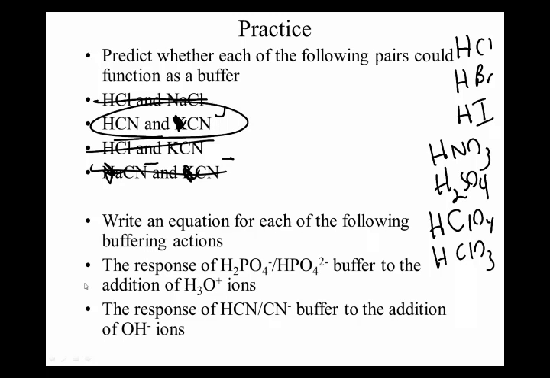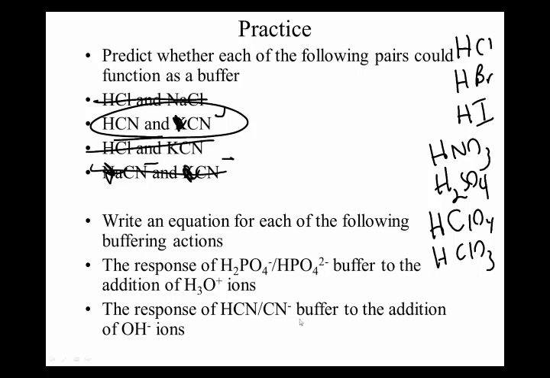Okay, so let's do this next one. Write the reactions for each of the following. The response of an H2PO4 minus and HPO4 2 minus buffer to the addition of hydronium ions. So the hydronium ions are going to react with which component, the acid or the base component of the buffer? The hydronium itself is an acid. It will react with the base. Which of these two is the base? This one. This is the conjugate base.